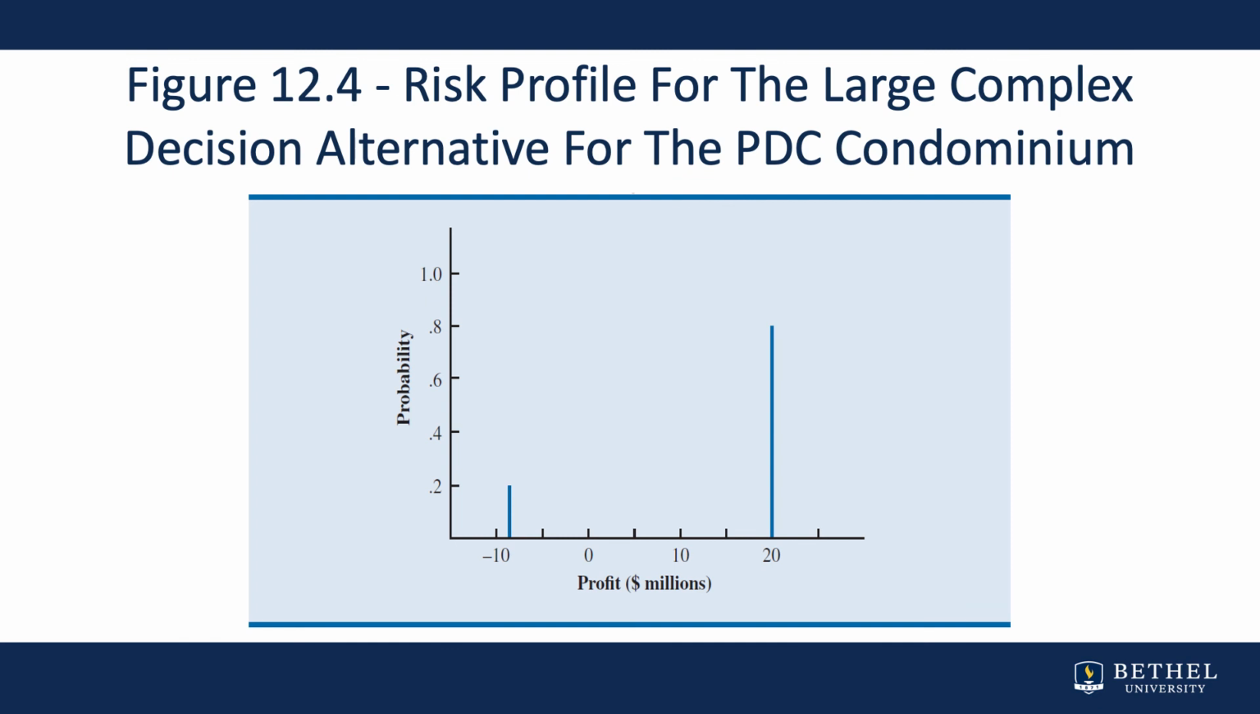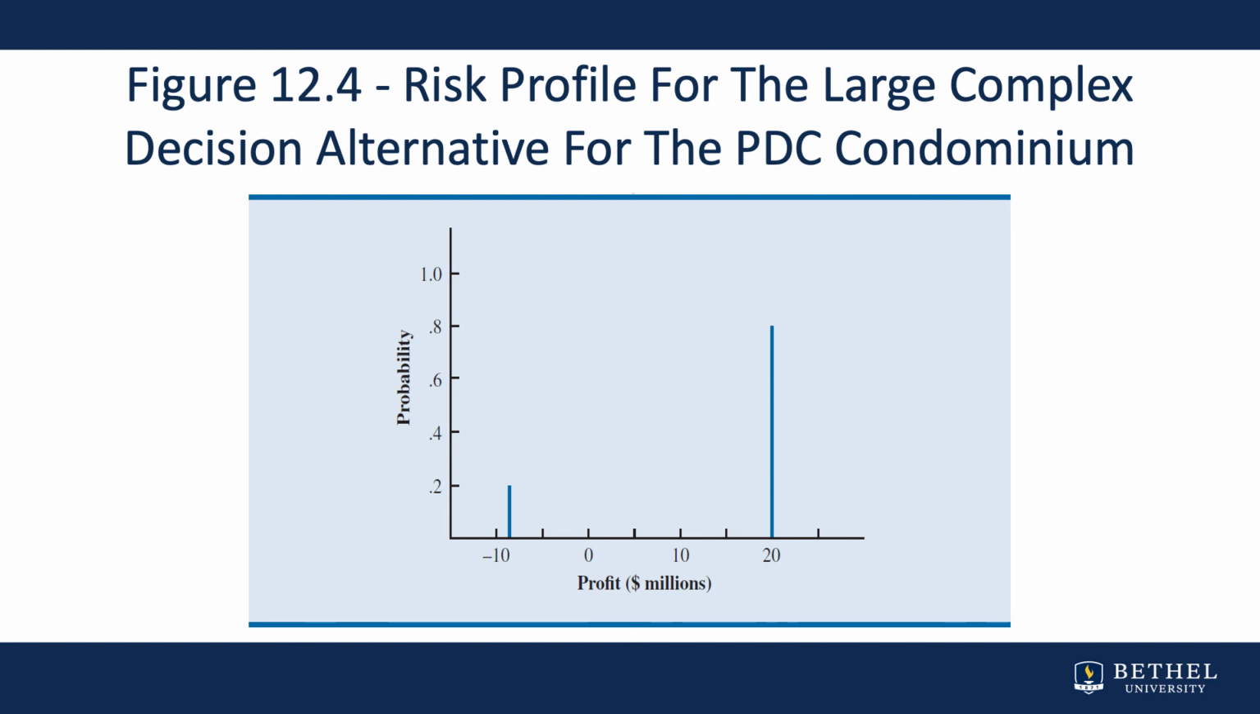If you look at figure 12.4, this is the risk profile for the large complex decision alternative for the PDC condominium project. You see two lines. You see 20 million in profit, and then you see negative 9 million in profit according to this figure. What you also see is, for each of those outcomes, the probability that it may occur.